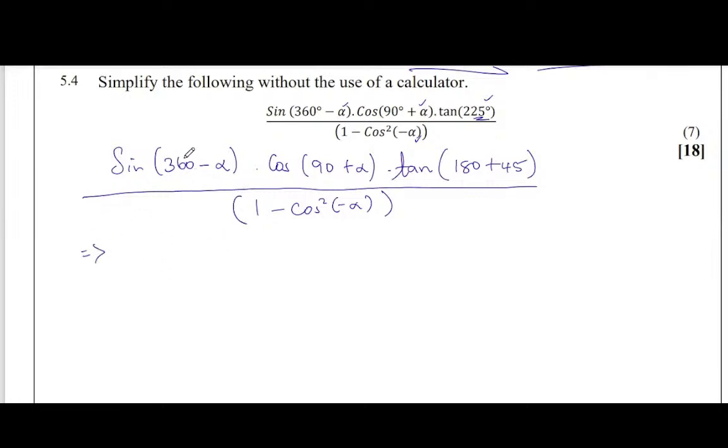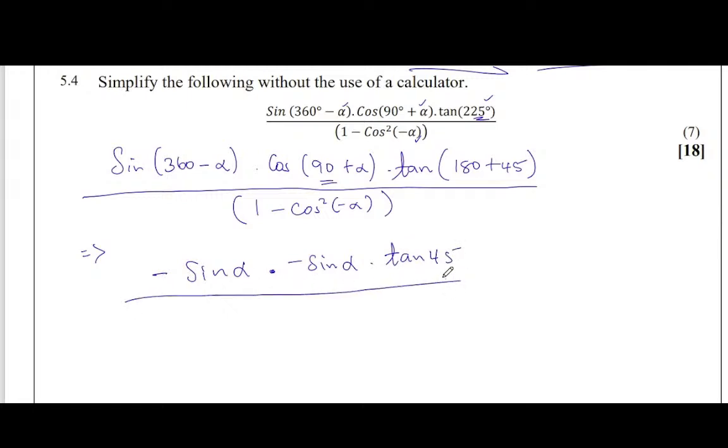I know that 360 minus is in the fourth quadrant. In the fourth quadrant, the sign is negative. So that's a negative sine alpha. Then the cos of 90 plus, these are complementary angles if it has a 90. So that's going to be negative sine alpha. And then the tan within the third quadrant is positive. Okay, so that is tan 45.